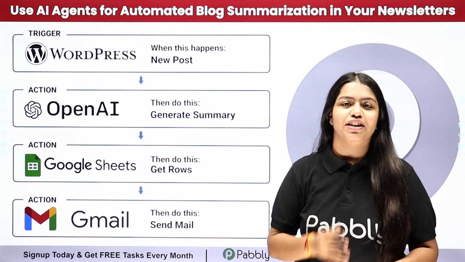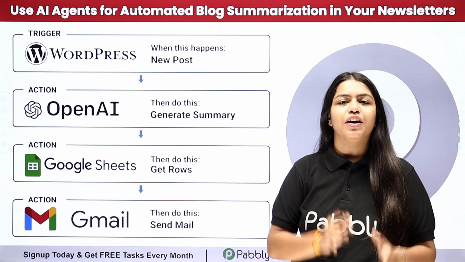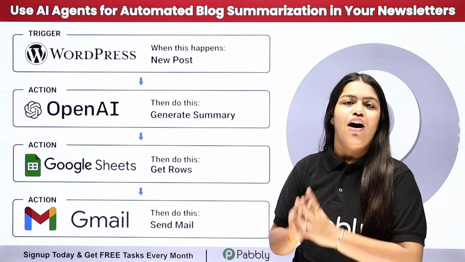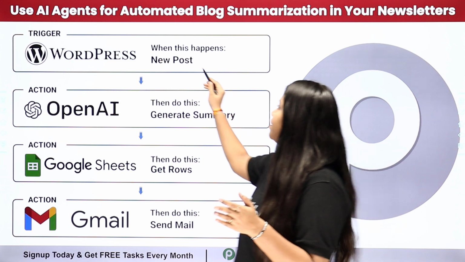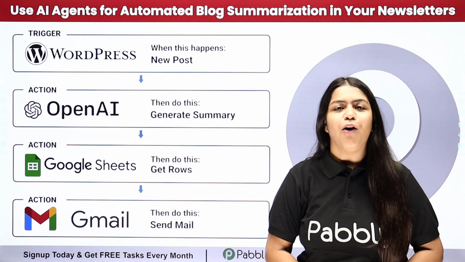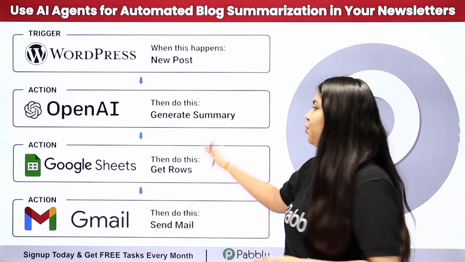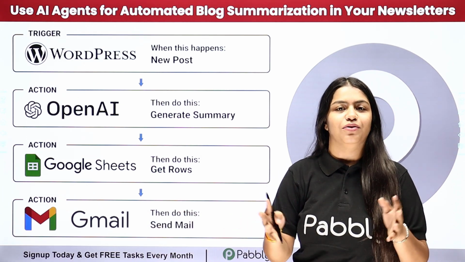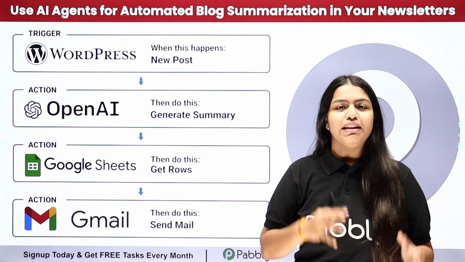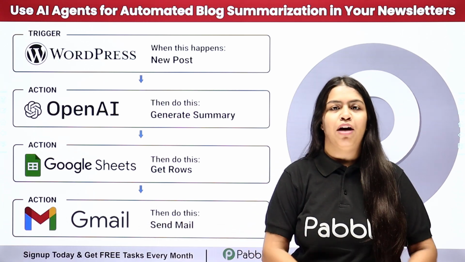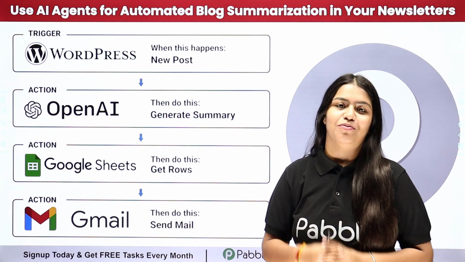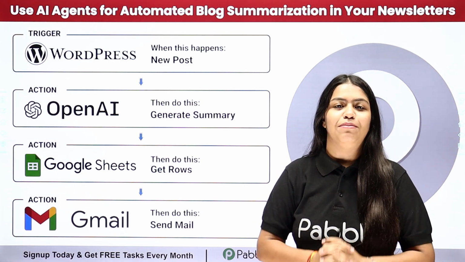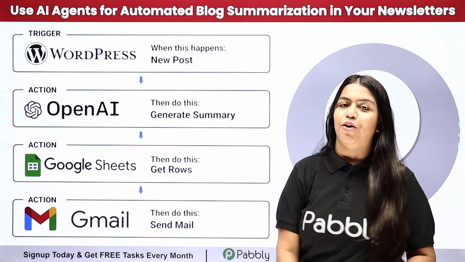So over here I am running a digital marketing agency and we regularly post new blogs on our WordPress account. And now what I want is that as soon as I post a new blog on my WordPress account, automatically my AI agent, which is OpenAI, should generate the summary of that blog. And further, with the help of Google Sheets, I'm just going to get my audience details and mail the blog post summaries to all of my clients. That too without any manual effort, with the help of this simple automation.